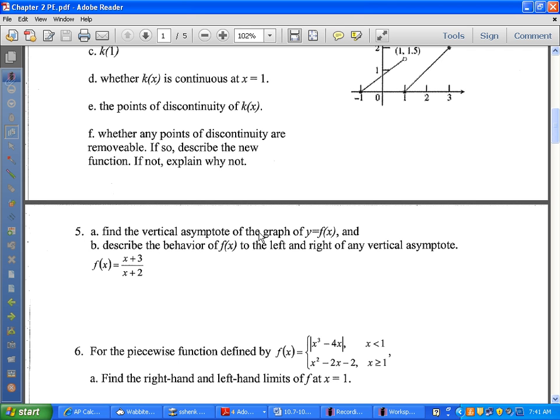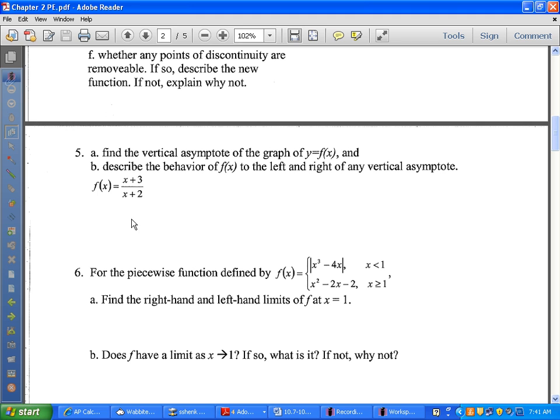Number 5, they're finding any vertical asymptotes. So in number 5 here, then, where will there be a vertical asymptote? X equals... Yeah, x equals -2. Why at x equals -2 will there be a vertical asymptote? Yeah, it's where it's undefined. So part B then, describe the behavior to the left and the right.